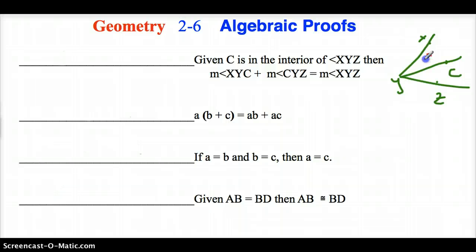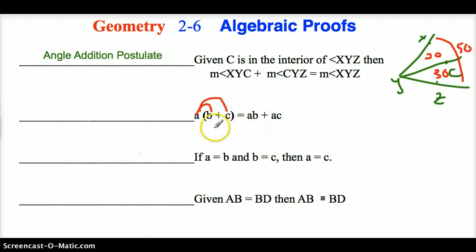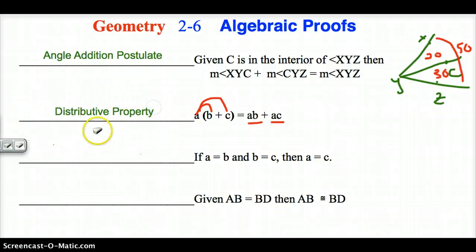Remember how I did 20 degrees plus 30 degrees equals 50 degrees in chapter 1? That's what we're talking about here. We need to know that so that when we're applying those to proofs, so again, that was called the angle addition postulate. In your second one, from the left side to the right side, A is being distributed to AB plus AC. You remember that one hopefully from algebra. That's the distributive property.